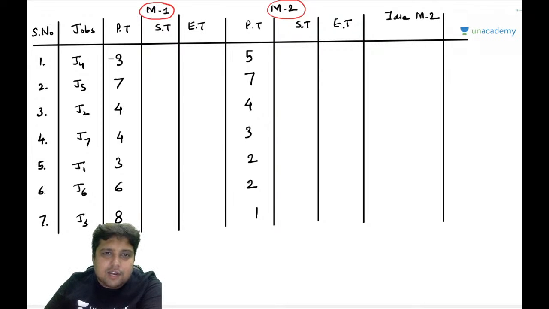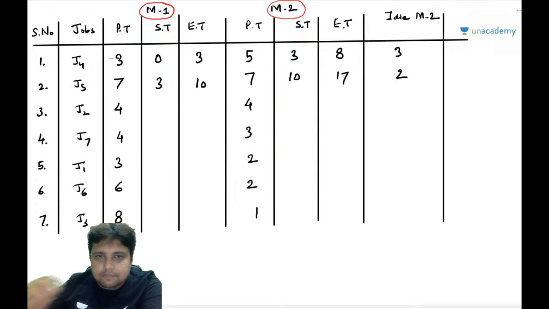So let me just write down the start time and end time. So 0, 3, 3, 8. So idle time on machine 2 is 3 minutes. 10. Although the machine is free, it will have to wait. Now the machine is busy. So 17. Idle time is 0.